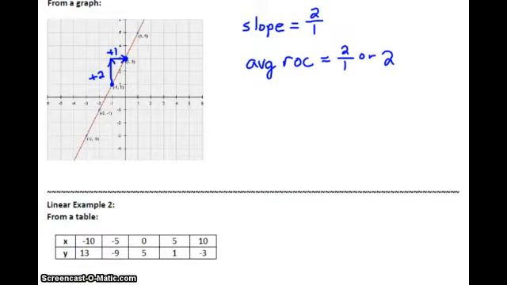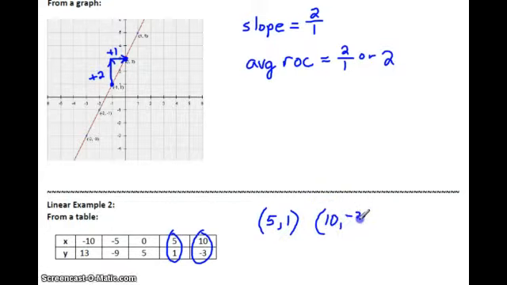From a table, it doesn't matter which 2 points you pick. You can pick any. I'm going to pick (5, 1) and (10, negative 3). I'm going to use the slope formula here because I can't count from a graph, since I don't have a graph. I like to label these: this is my x1, this is my y1, this is my x2 and my y2, and I'm going to use that slope formula.